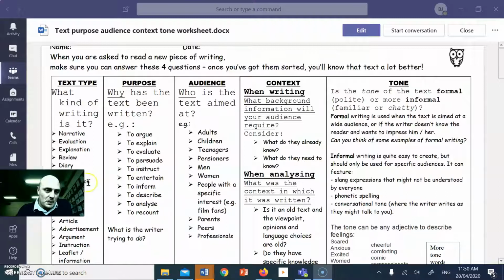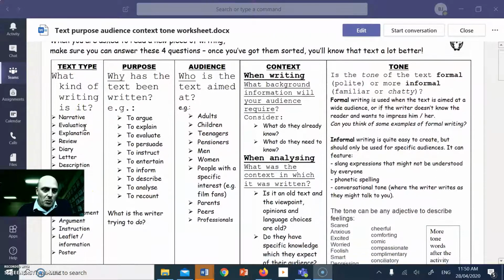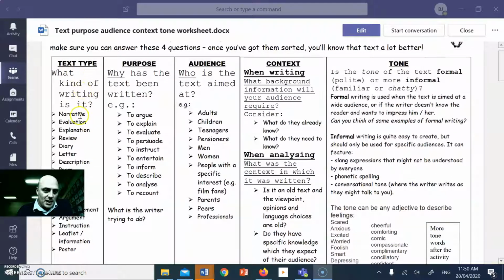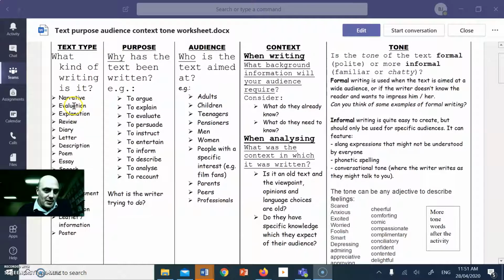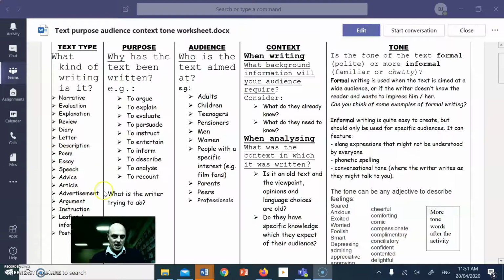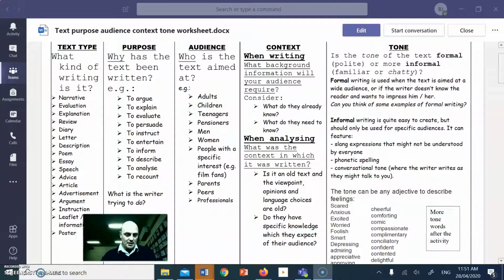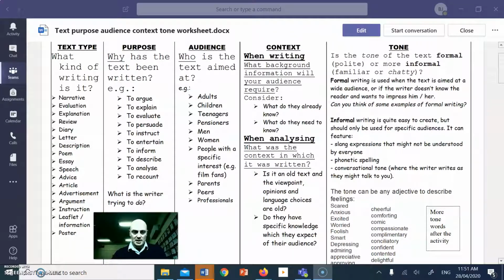All right. So you're going to need to think about what type of text is it? What kind of writing is it? Is it a narrative? Is it an evaluation? Okay, saying something, whether something's good or bad. Is it an explanation, explaining something? Is it a review, a diary letter, description, poem, essay, speech? Is it just advice, an argument, an instruction, an advertisement, a leaflet, a poster? Okay, all different types of texts.